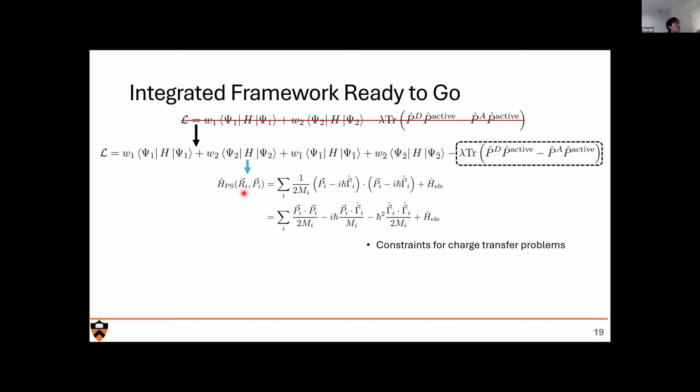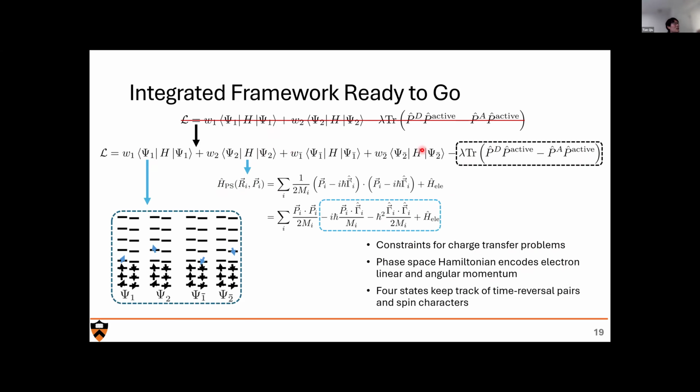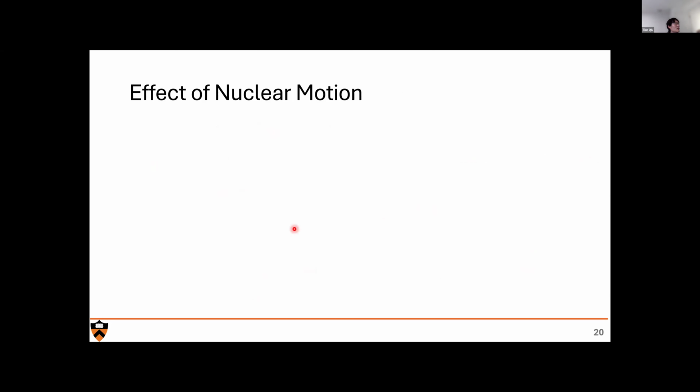The Hamiltonian here, we will put in the phase space Hamiltonian such that it will encode the electronic linear and angular momentum into the wave function. And the four states here keep track of the spin characters of each surface as well as the surfaces that were previously degenerate. So everything is set up, and I will show you some effect of the nuclear motions.